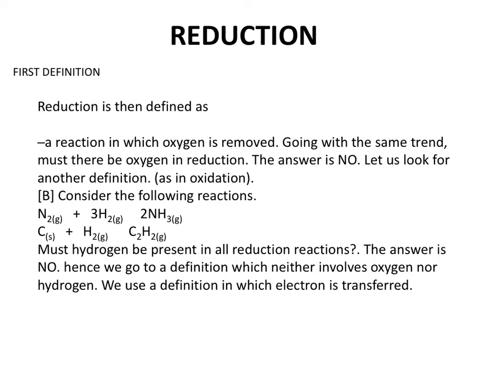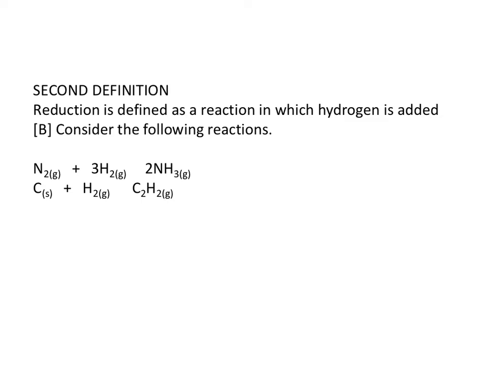We'll also look at the definition of reduction based on electron transfer, increase or decrease in oxidation state, and removal or addition of hydrogen. Second definition of reduction: reduction is defined as a reaction in which hydrogen is added. Consider the following reactions. You have N2 plus 3H2 to give you 2NH3. Nitrogen has been reduced to give you NH3 because hydrogen has been added to it.